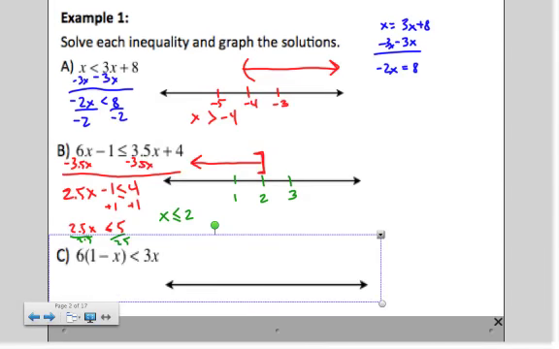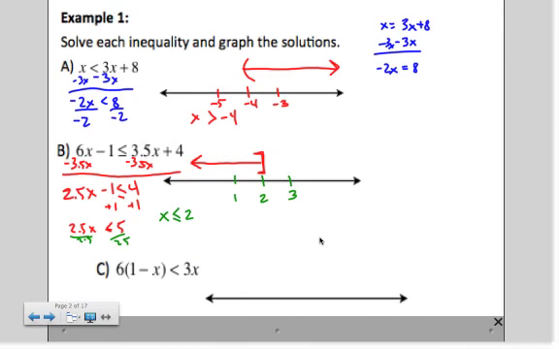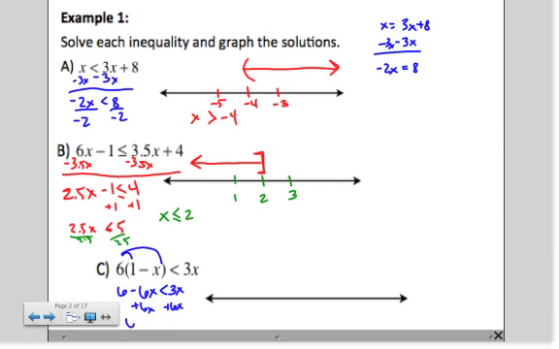All right, here's the last one for this slide. I have parentheses around this, and you guys should know that means to distribute. So I have 6 minus 6x is less than 3x. Add 6x to both sides to get the x's on the same side. That gives me 6 is less than 9x.